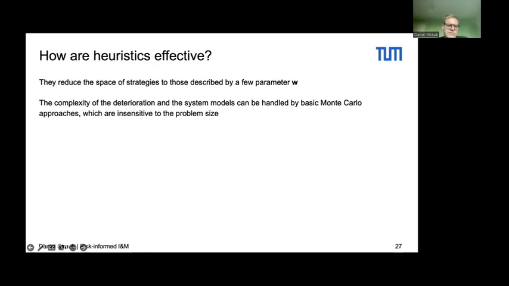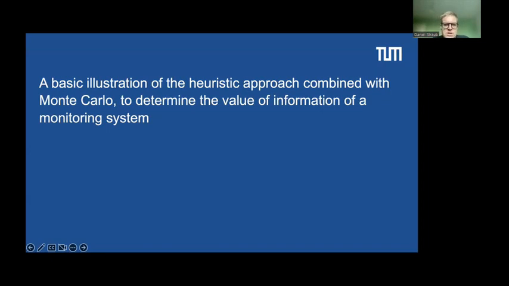So I'm going to illustrate that, again on a very basic example, just so that it becomes clear what we're doing. But it's straightforward to transfer that to actual larger systems. It's just more difficult to show anything. I did this in the context of another seminar to determine the value of information of a monitoring system. So here I'm looking at a very simple decision, namely whether we should install a monitoring system or not.